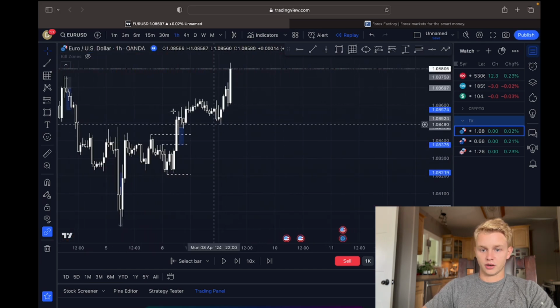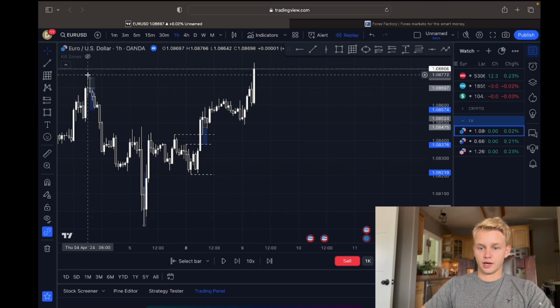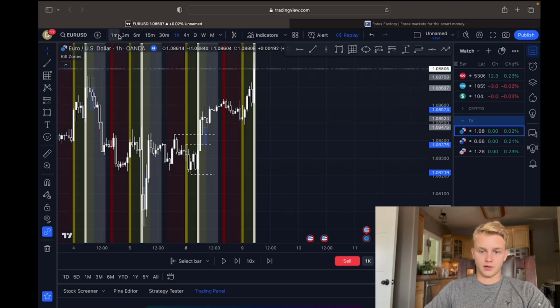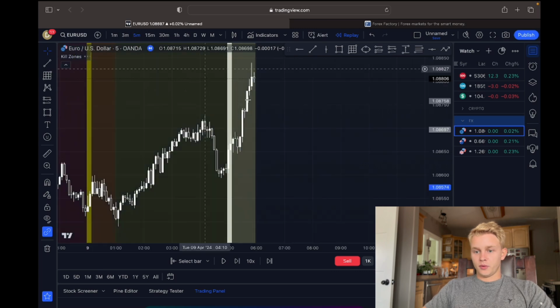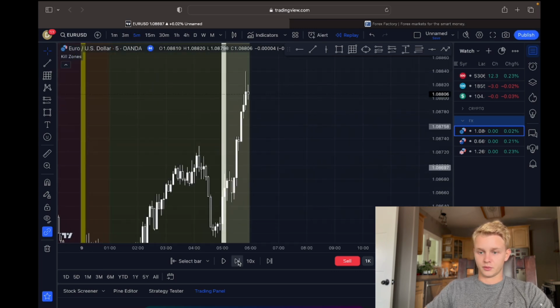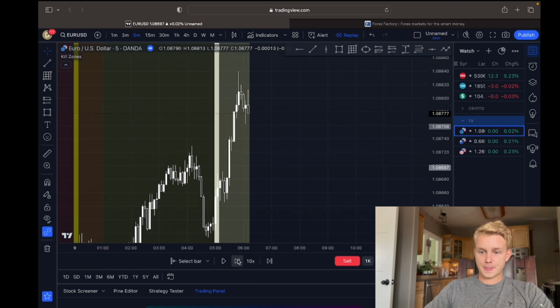So we've taken out all the buy side liquidity here, all of these highs, all the time-based liquidity as well. So ideally, you guys should know by now what we're looking for. I'm going to just be looking for shorts and seeing where price goes from there.